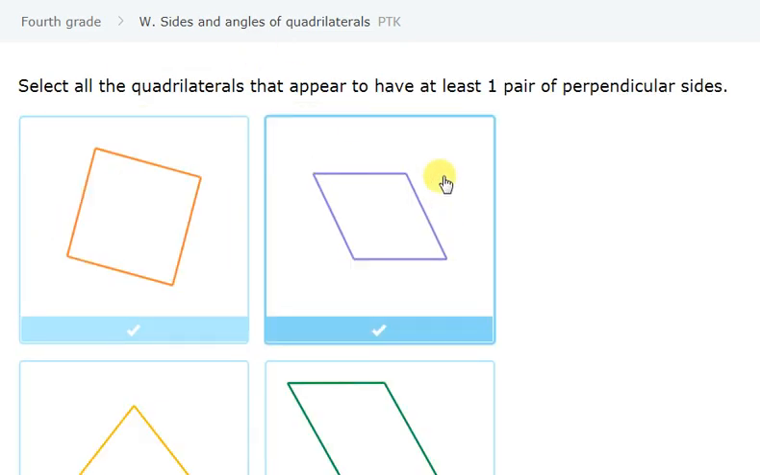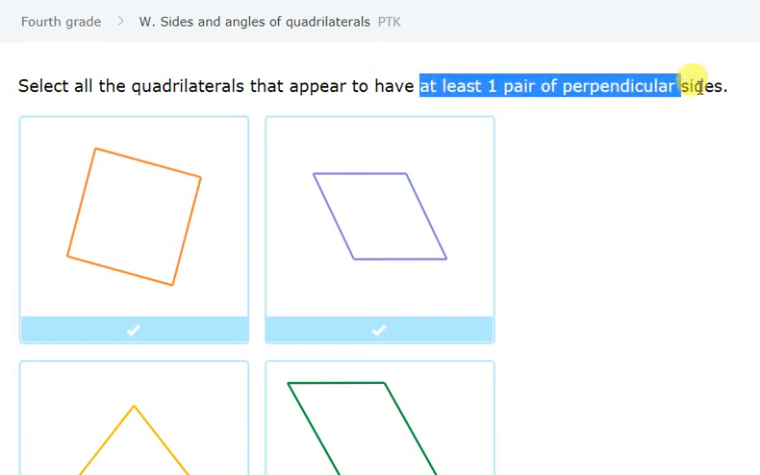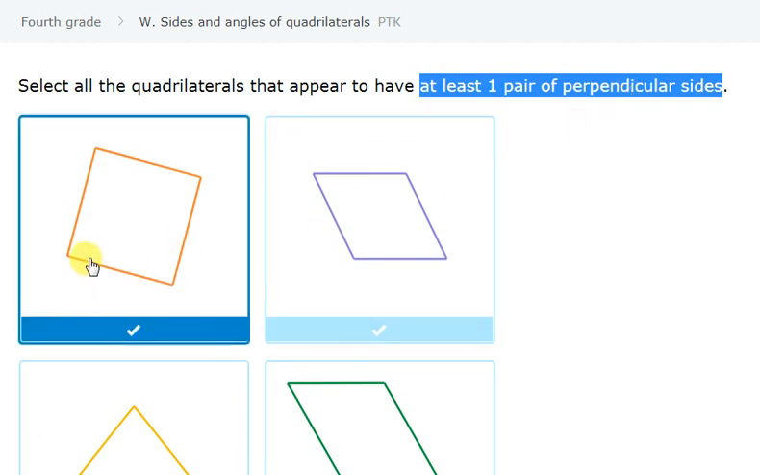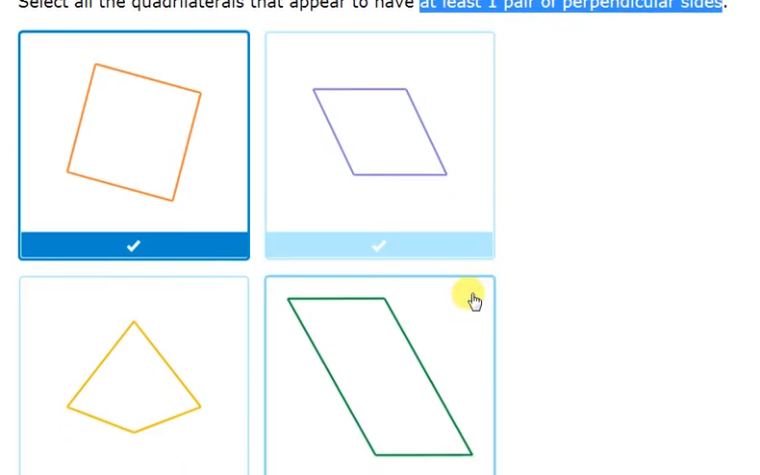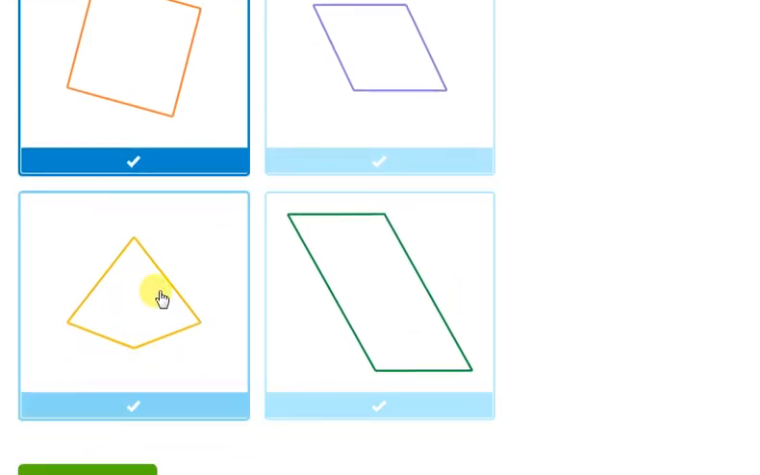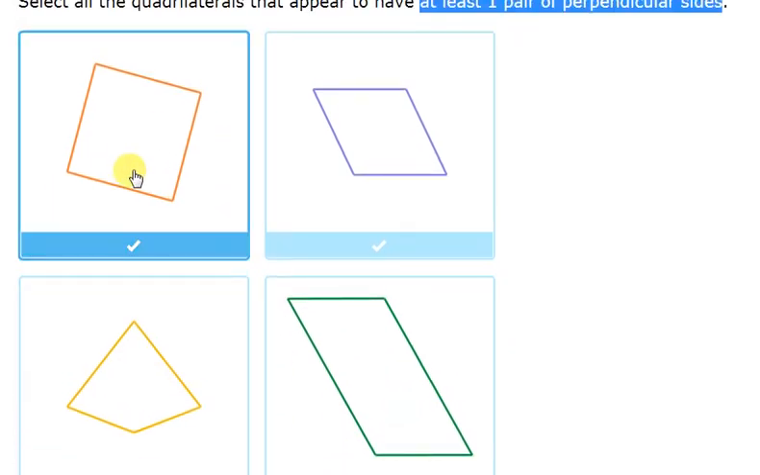Okay, this is the last question that we are solving in this video. Select all the quadrilaterals that have at least one pair of perpendicular sides. Perpendicular sides means you should have a 90-degree angle. So it has a 90-degree angle, that means it has perpendicular lines in it, right? It does not have any perpendicular line in it, since it neither has any perpendicular side in it, and it also does not have any perpendicular line in it. So only this is the right solution.